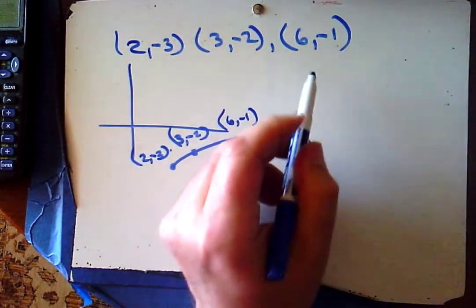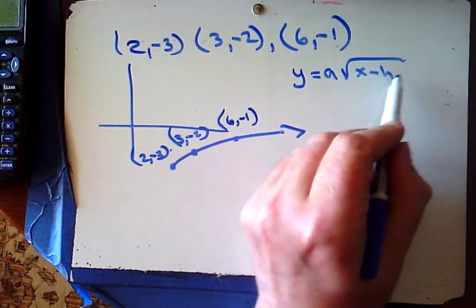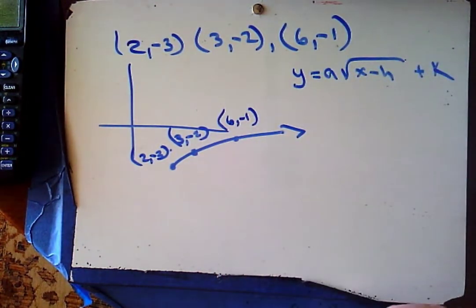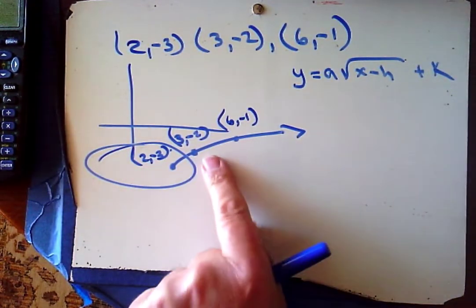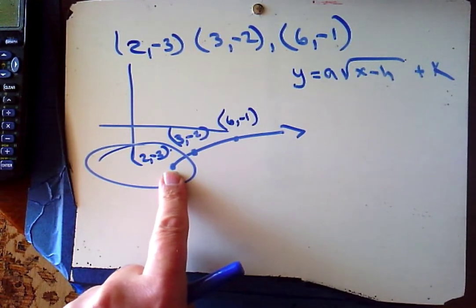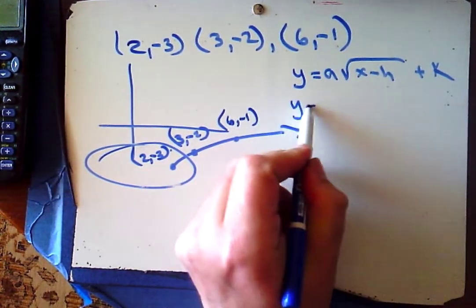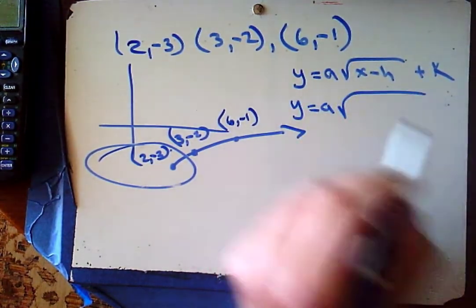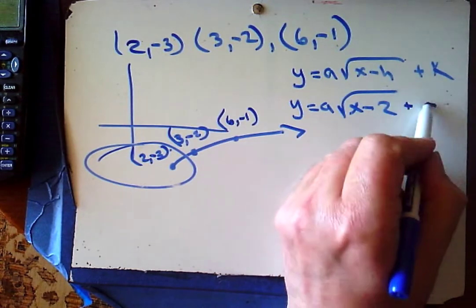Excellent. So I agree. This is square root. So I'm going to use that general square root equation. And what else do I know? This time, this is my 0 point, not this point. This point on y equals square root of x is at 0, 0. So there's my h, and there's my k. Y equals a square root x minus 2 plus a negative 3.